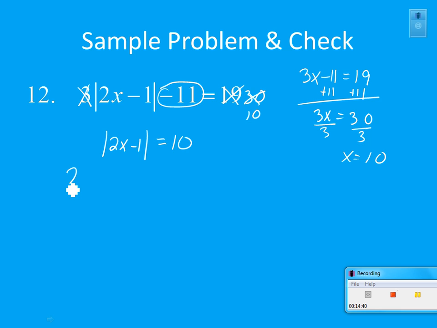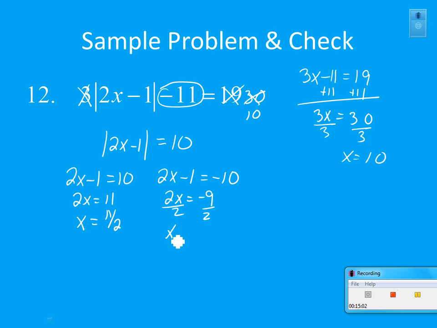Now we're ready. Now I'm going to go 2x minus 1 equal 10. And I'm going to go 2x minus 1 equal negative 10. Add 1 is 11. Divide by 2, so 11 halves, or 5.5. Add 1 over here and get negative 9. Divide both sides by 2. My other answer is negative 9 over 2, or negative 4.5. I don't care which one you use. Listed as a solution set, negative 9 halves, comma, 11 halves.